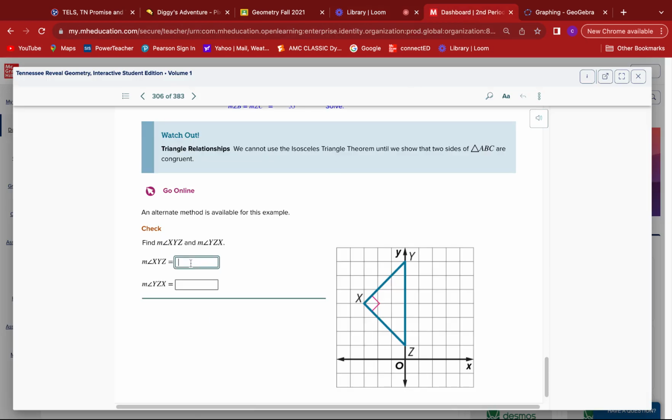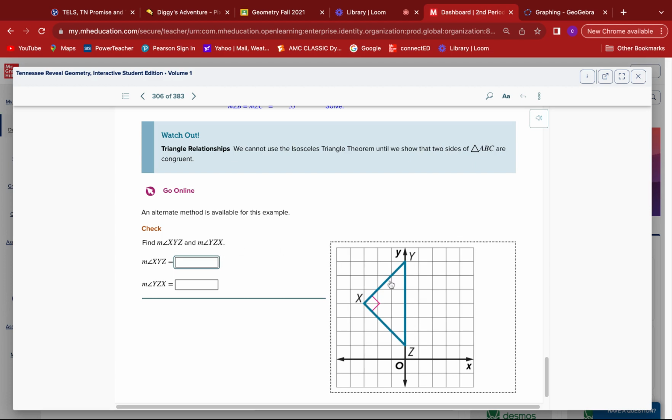All right, I am on the Check on page 327. I'm looking at a right triangle, and they're asking me to find angle XYZ. Remember, it's really Y because that's the vertex, the letter in the middle. And YZX, again Z is the letter in the middle, so that's your vertex.